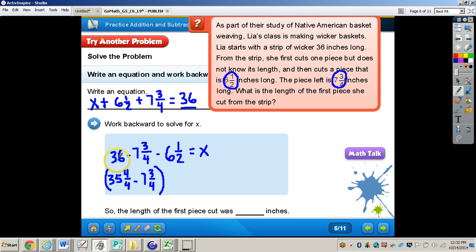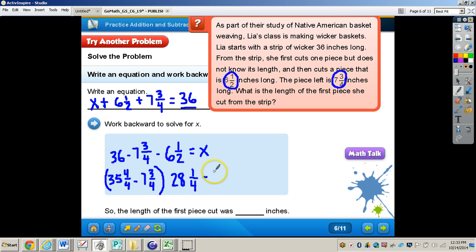The first step was taking 36 minus 7 3/4. You cannot do that, so we need to borrow a 1 and make that into a fraction of 4/4. Why 4/4? Because we're subtracting 3/4 here. Now we subtract our fractions: 4/4 minus 3/4 gives us 1/4. Then we subtract 35 minus 7, which gives me 28. So 28 1/4.